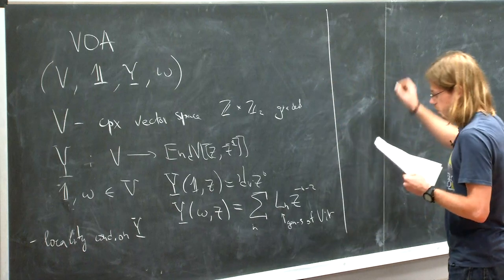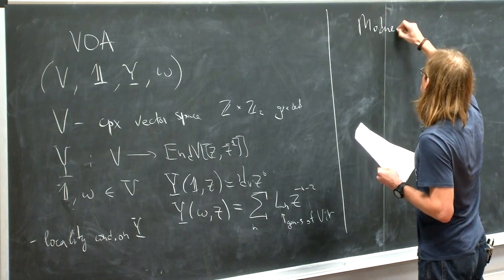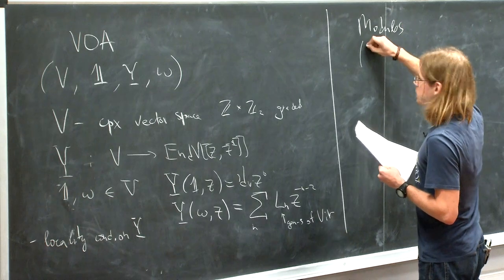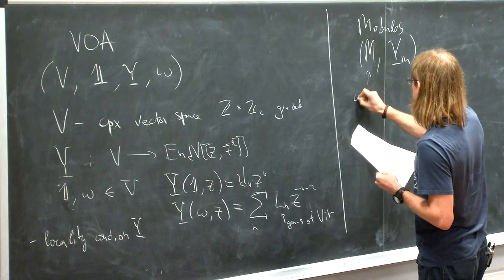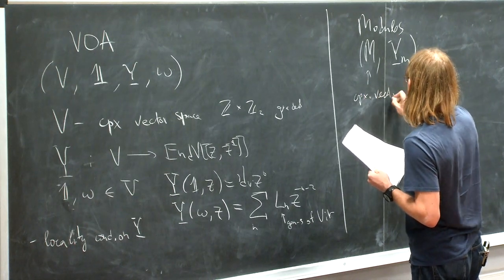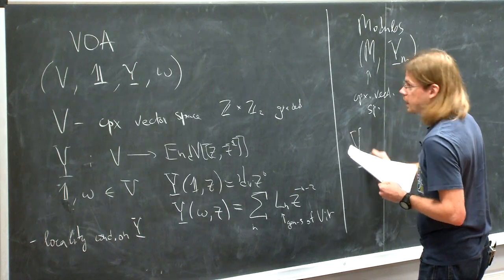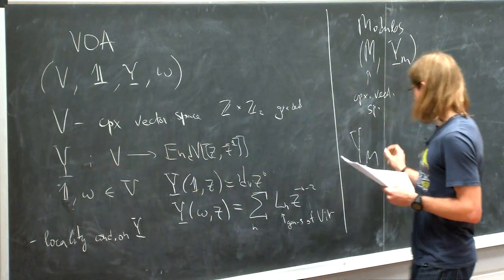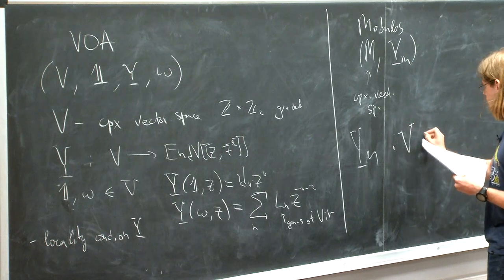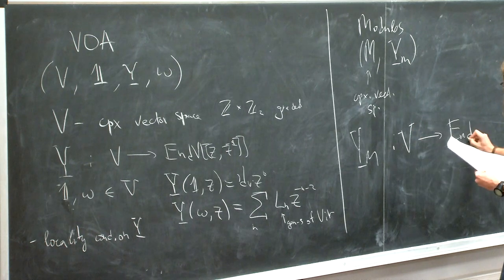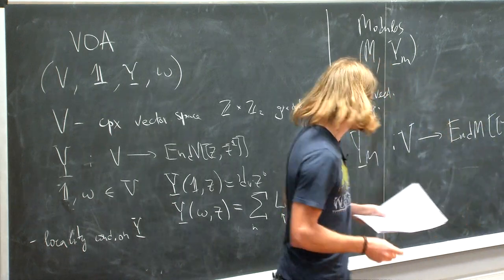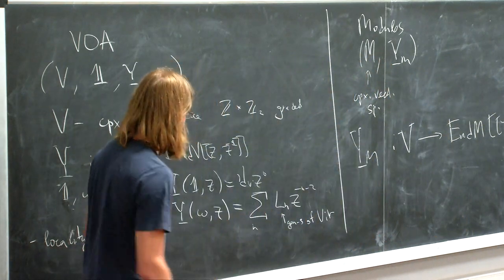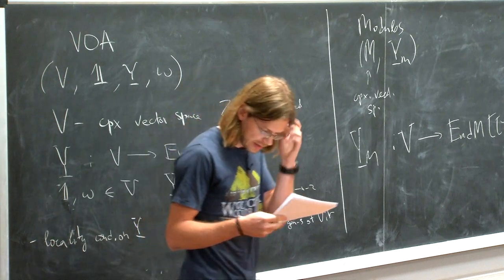And then we also introduced the notion of modules. So this was a pair (M, Y_M). M is again a complex vector space, and Y_M is a map similar to Y from V to endomorphisms of M, formal power series in that. And there was also a locality condition on Y_M, which I didn't write.